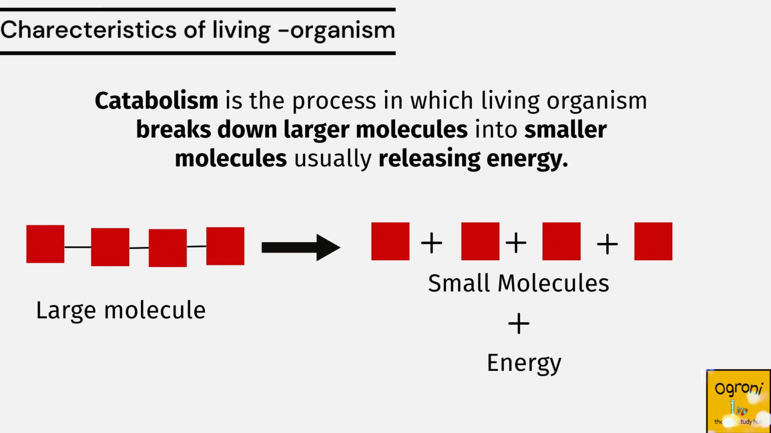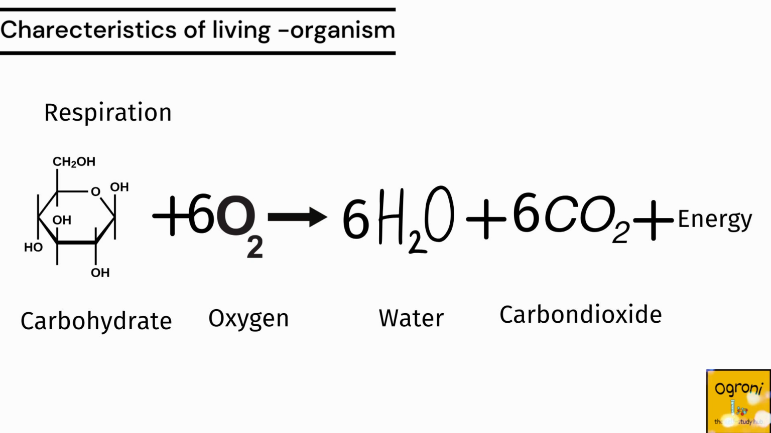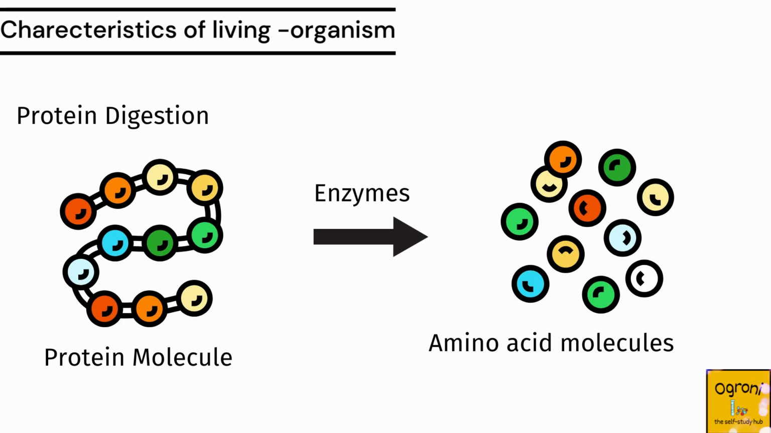Catabolism is the process in which living organisms break down larger molecules into smaller ones, usually releasing energy in the process. For example, in respiration, large molecules like carbohydrates, with the help of oxygen, are broken down into smaller molecules like water and carbon dioxide, releasing energy for the living organism. Or in digestion of proteins, larger protein molecules are broken down into simpler amino acid molecules.